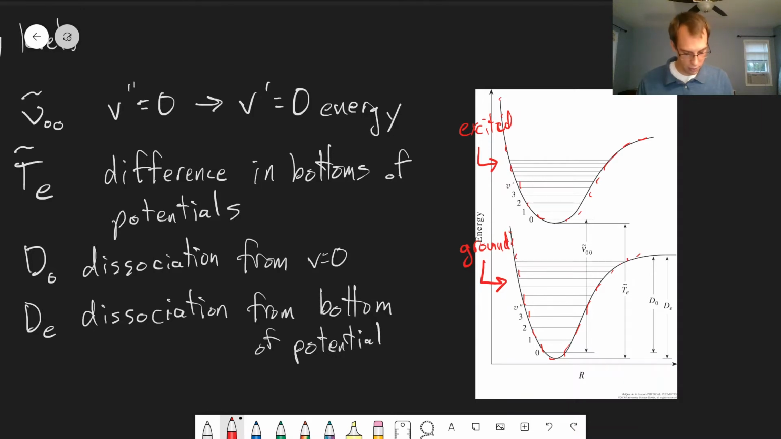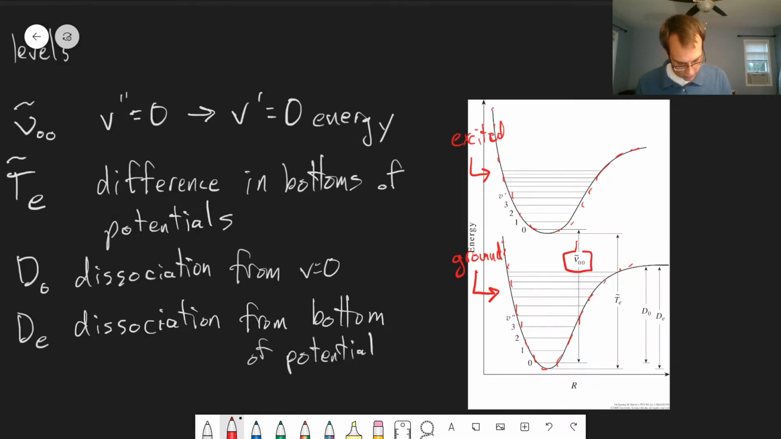And the different things I've defined over here are shown on this plot on the right. So again, our V00, nu tilde 00 here. This is the difference in energy from the V equals 0 state of the lower and upper state. Right. So how much energy does it take to go from the V equals 0 state in the ground state to the excited electronic state? Ground electronic state, excited electronic state.